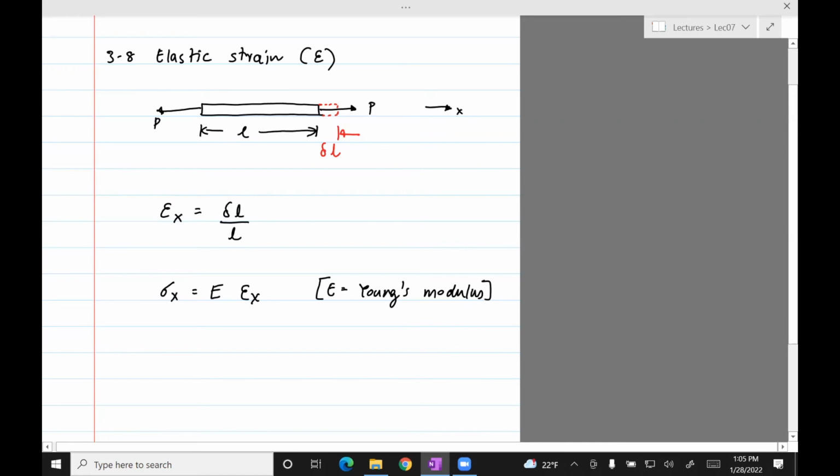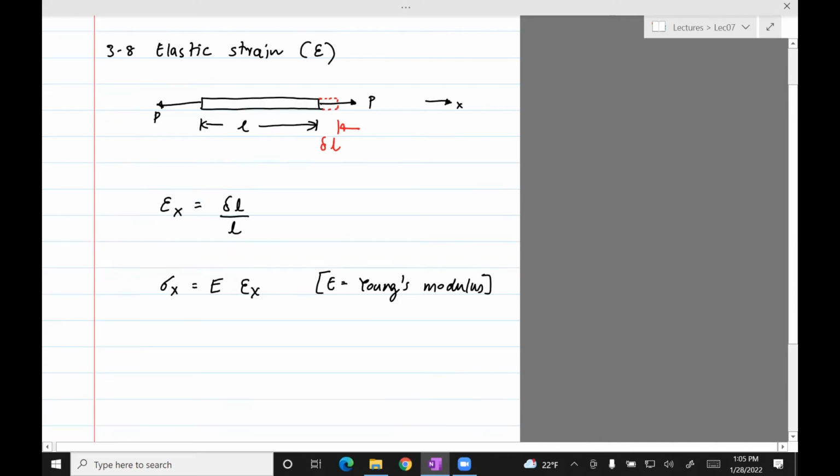Okay, now the interesting thing here is that if you stretch something in the x direction, what you'd expect is that if the length increases in one direction, and since the volume of the material cannot change, it actually begins to shrink in the y direction and the z direction. So a strain in the x direction causes a strain in the other directions, y and z.